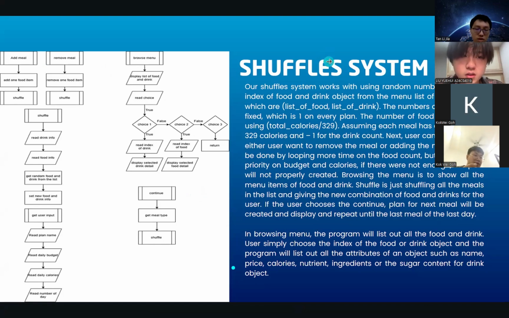And this is shuffle. This is one of our main features, one of the important features in our meal plan generator. How it works is it first determines the total daily calories from the user, and we calculate the average meals needed for a day. We assume a meal is 322 calories. So we calculate the food count, and then use that to determine how many combinations the plan should have.